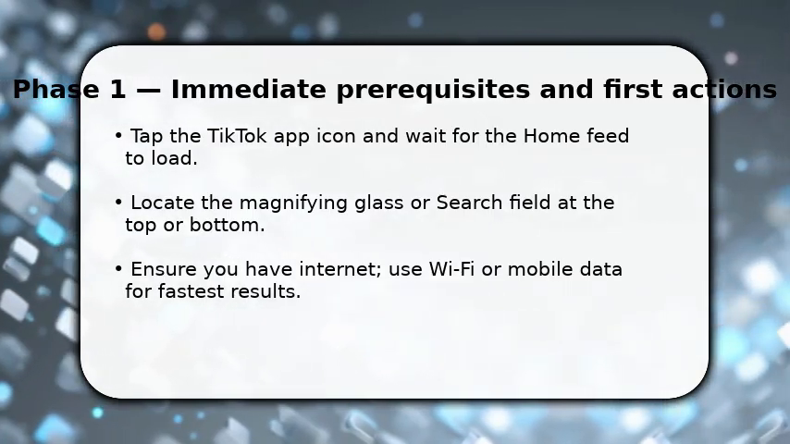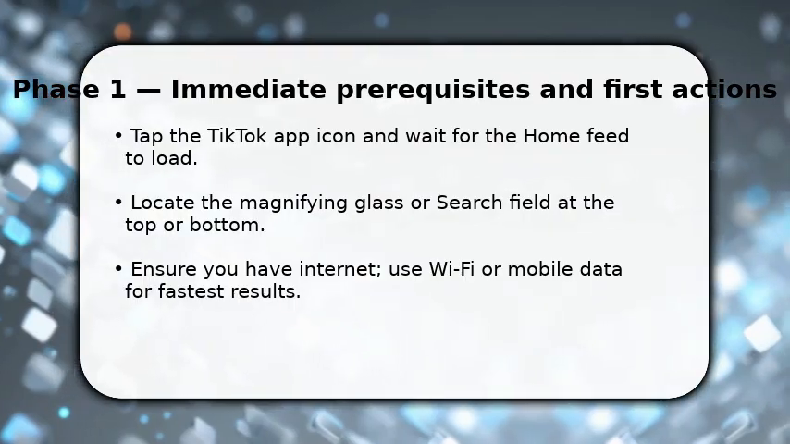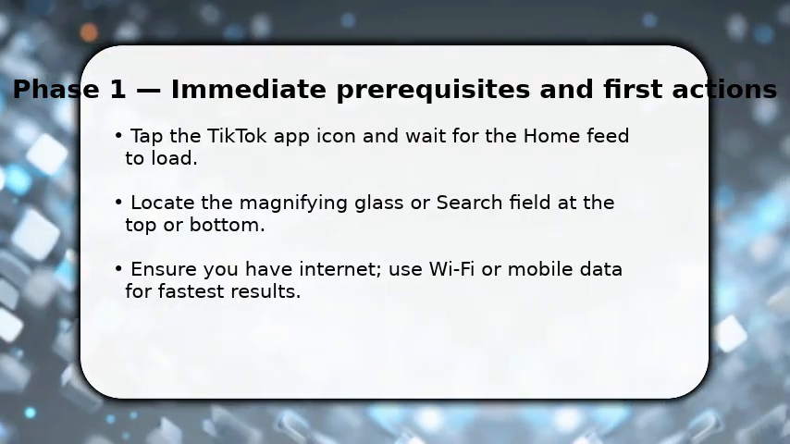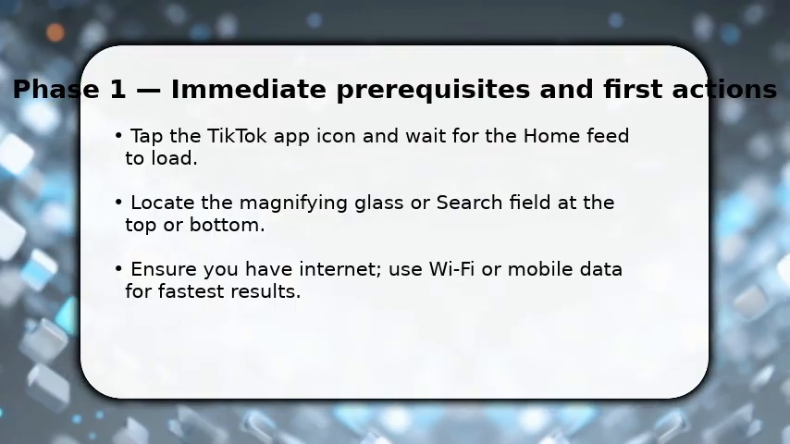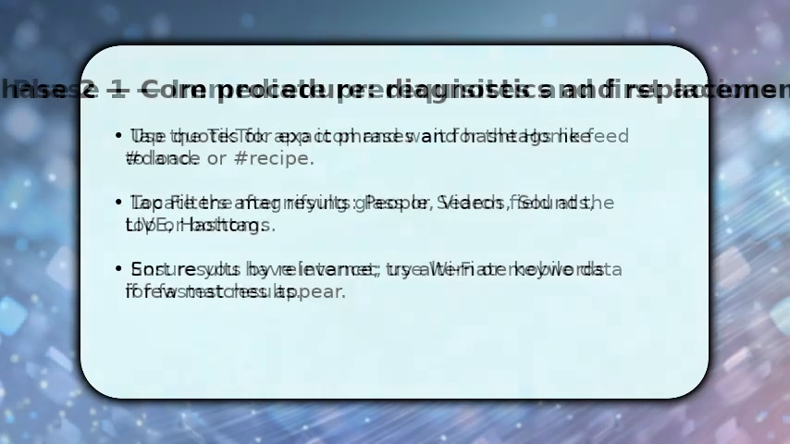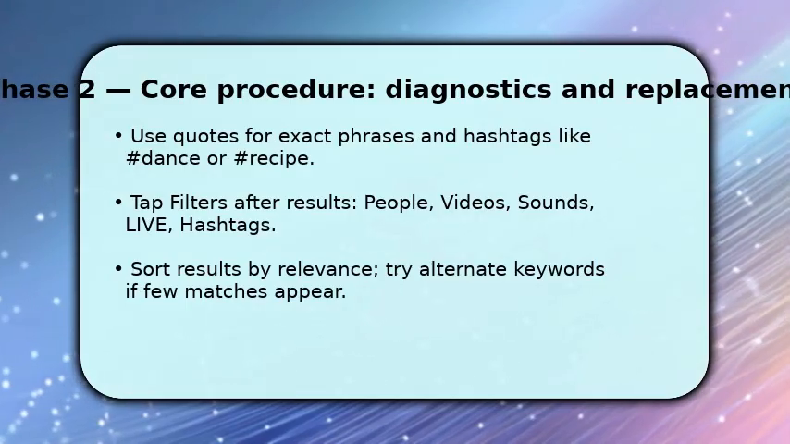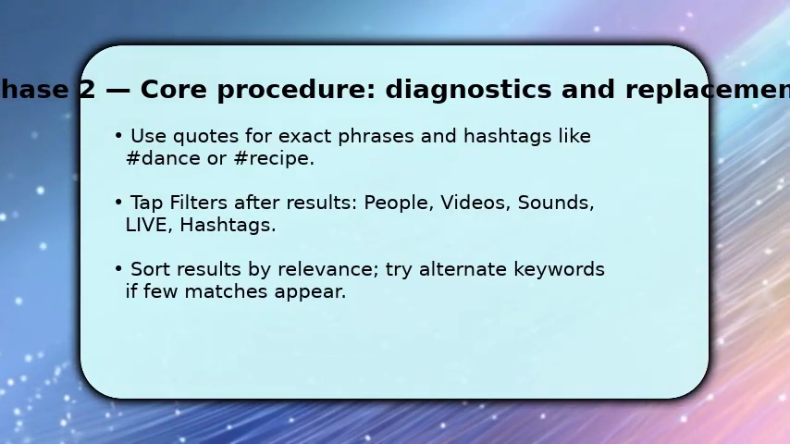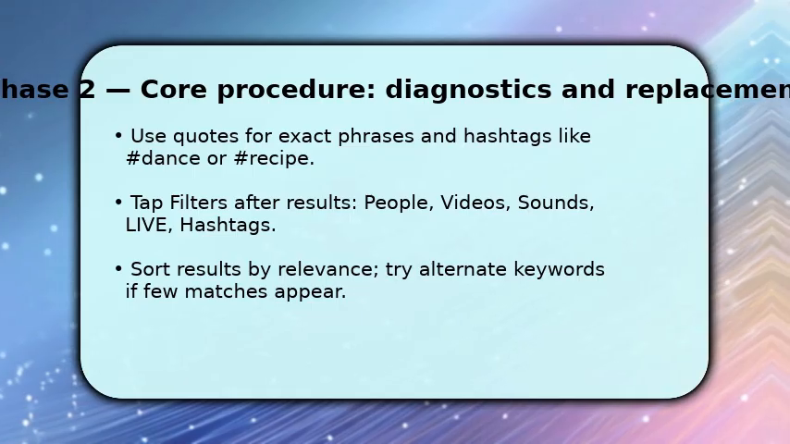Type one clear keyword or hashtag. Make sure to use concise words because shorter queries return more varied results quickly. You now refine results by choosing how you search and why. Type a precise phrase or include a hashtag to narrow to posts. Quoted phrases help when you need exact wording.